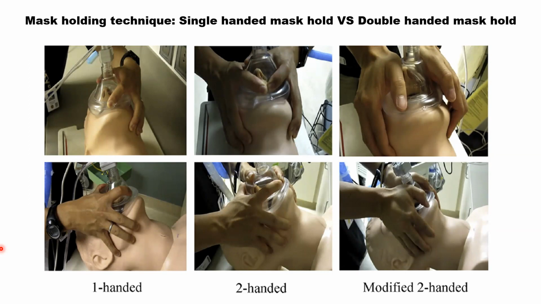usually you bag with the dominant hand. Because C is on the mask, E is on the maneuver. Can you see the C and the E? With the C, you do a slight jaw thrust to improve the airway. Then you can bag the patient. You can see the chest rise, ensuring that you have good ventilation for the patient.